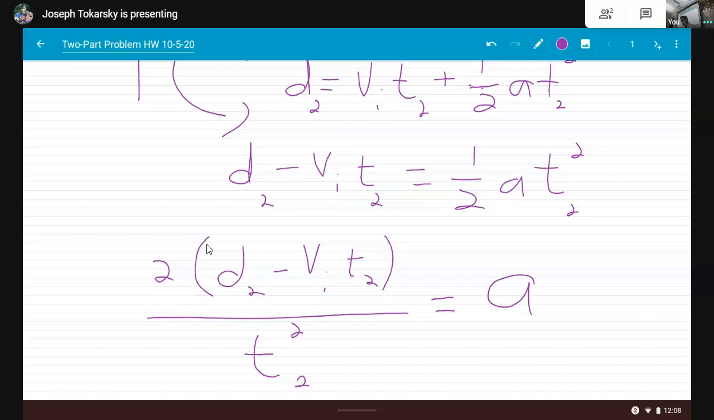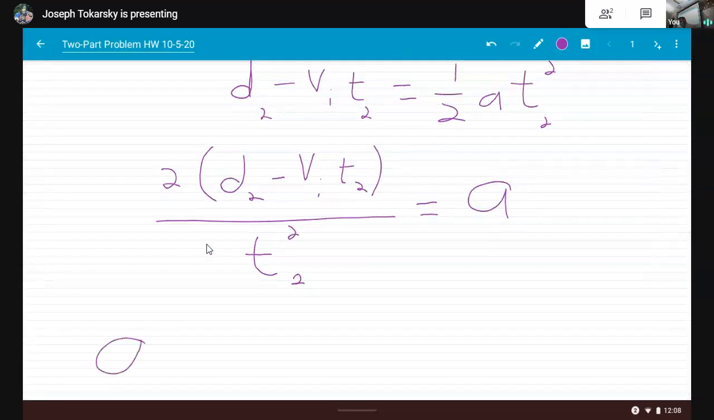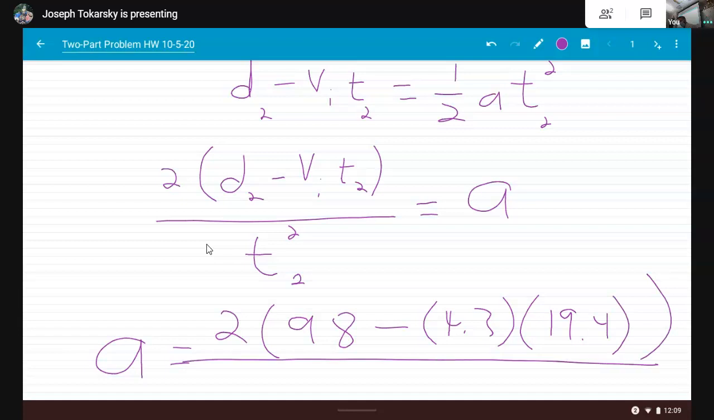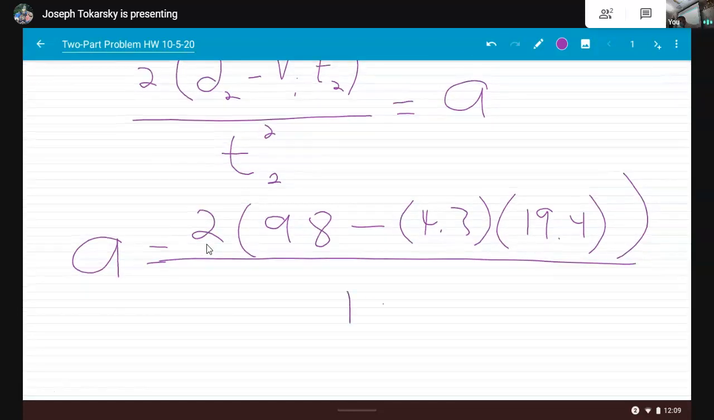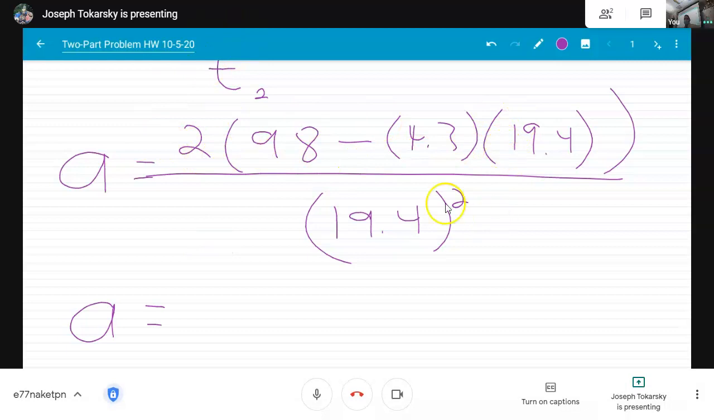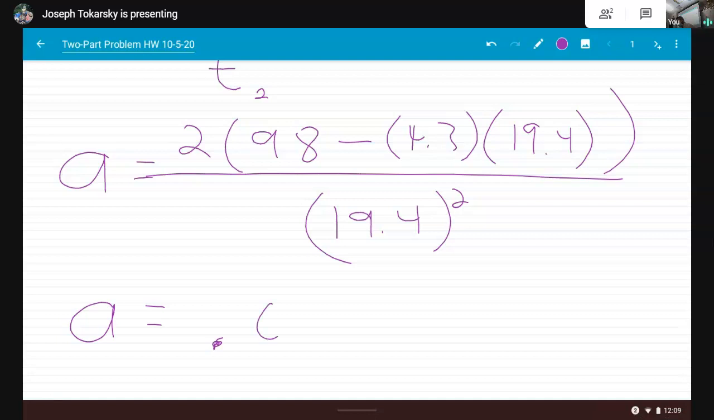If we now carefully plug in other numbers, and don't make any calculator errors, we take D2, which was 98, minus the initial velocity, which was 4.3, times the 19.4, all divided by the same time squared, 19.4 squared. Keep remembering my suggestion, especially with big ugly fraction ones, I would figure this top out first, then divide by this. And if you do it right, you should get 0.077, or 0.08 if you rounded it to 2 decimal places, which would be okay, meters per second squared.